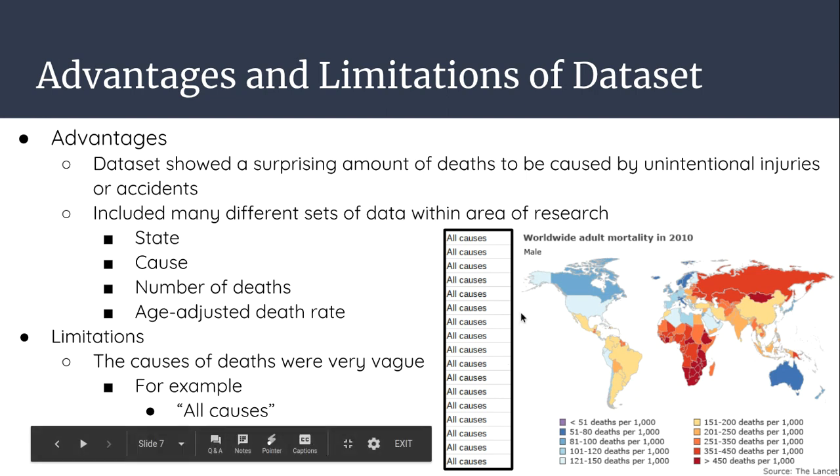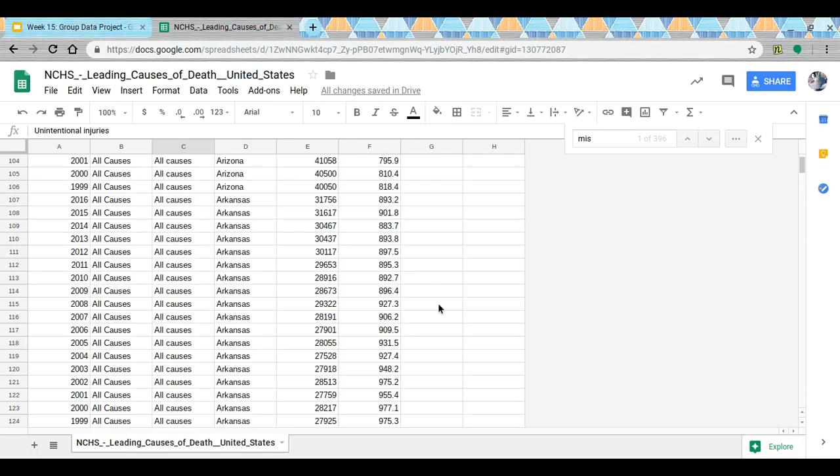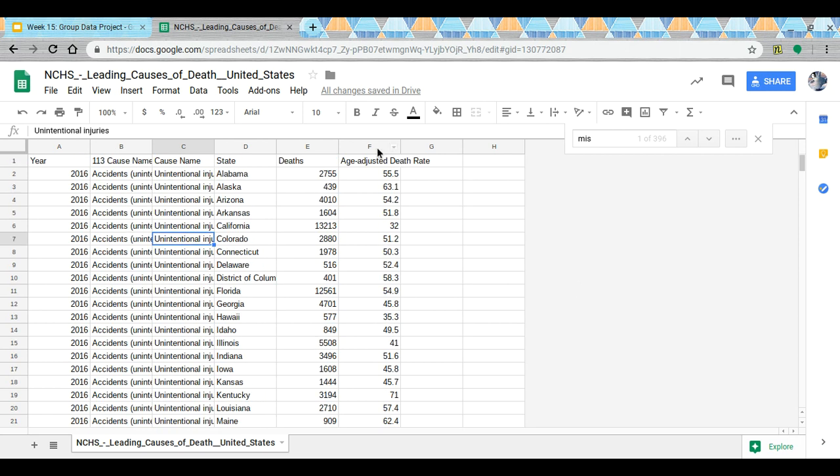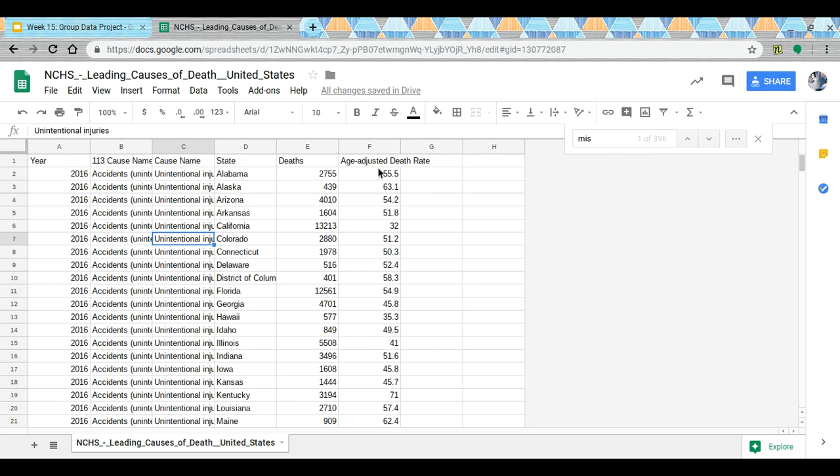I definitely want to know more. And so here is the data set that I used. These are the years, so most of these are gathered from 2016. These are cause names, so they say unintentional injuries, and these have the states and deaths and age-adjusted death rate.